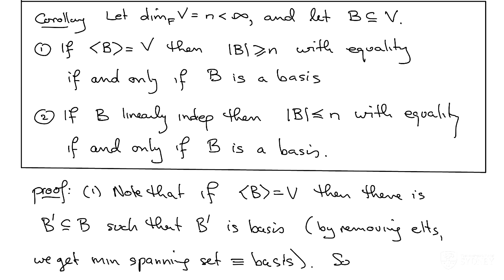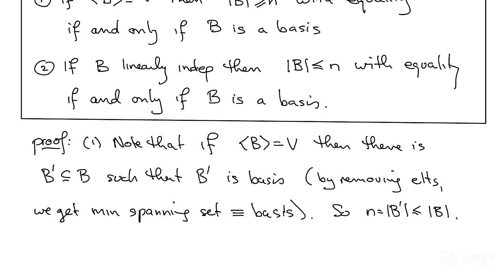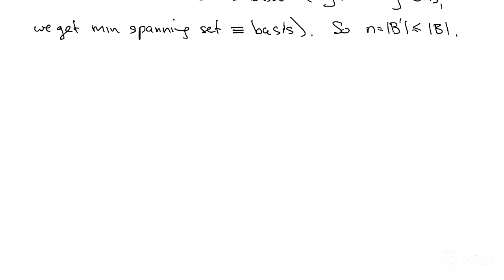So anyway, that already tells us that n, which is the cardinality of B prime, because all bases have the same number of elements, is less than or equal to the cardinality of B. So that's one way of saying that n is less than or equal to the size of B. And now I have to make the statements about equality.